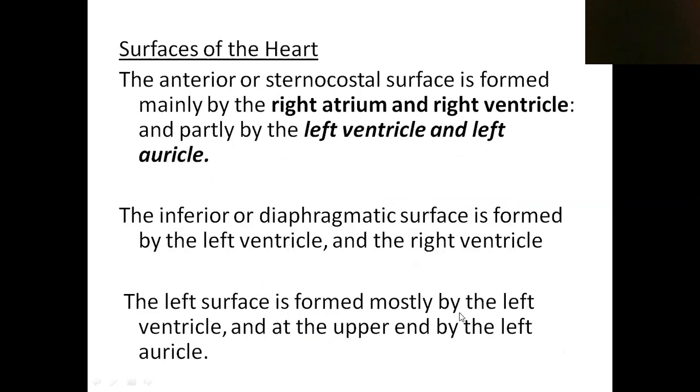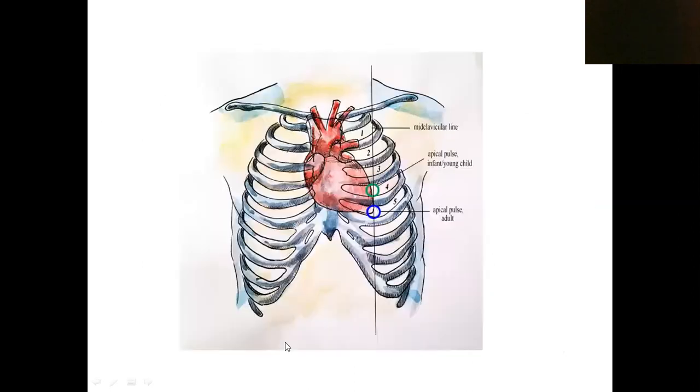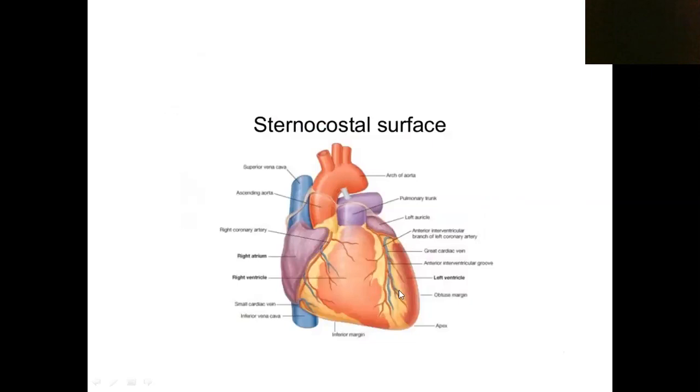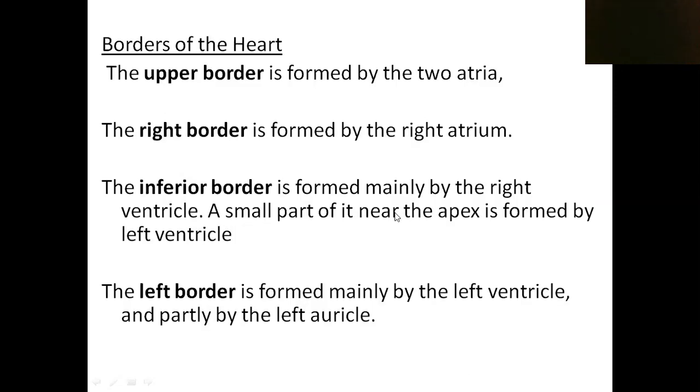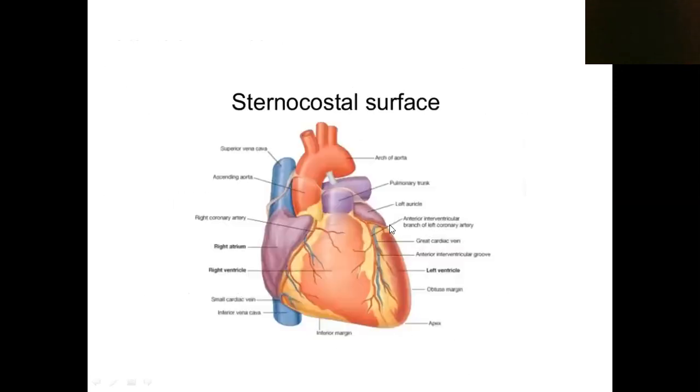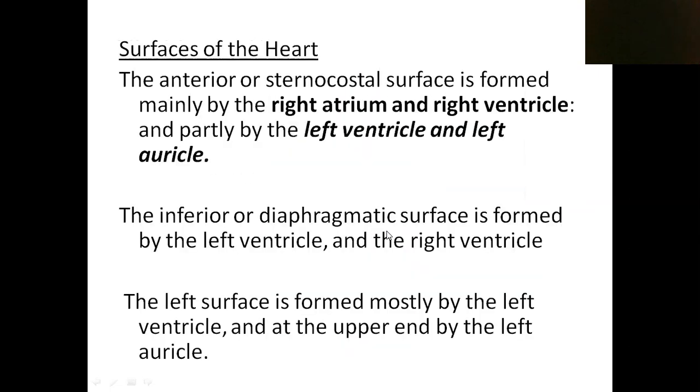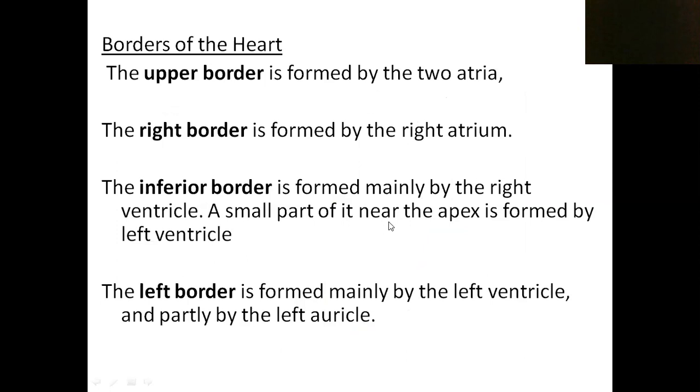Then the left surface is formed by the left ventricle. See, here comes the left surface. It's not there in that diagram. Anyway, on that side we can see the left ventricle and a small part of the left auricle. So these are the surfaces. The surfaces are also clear. So these are the external features of the heart.